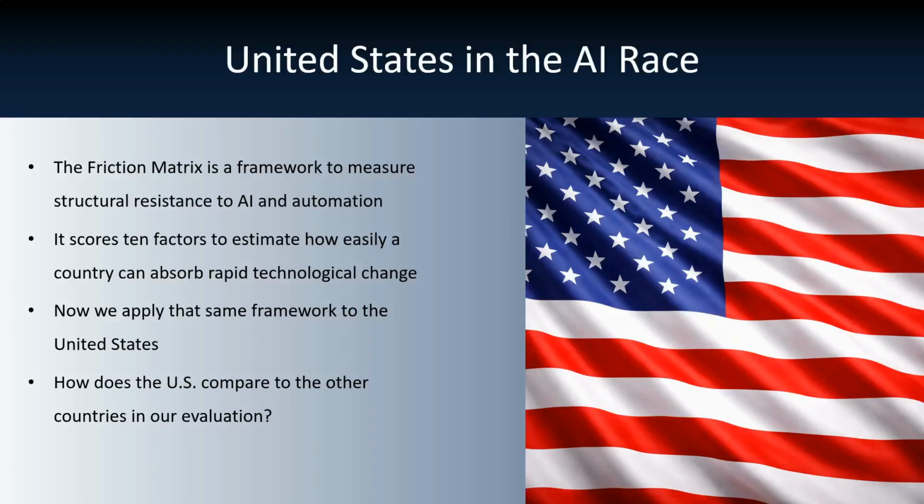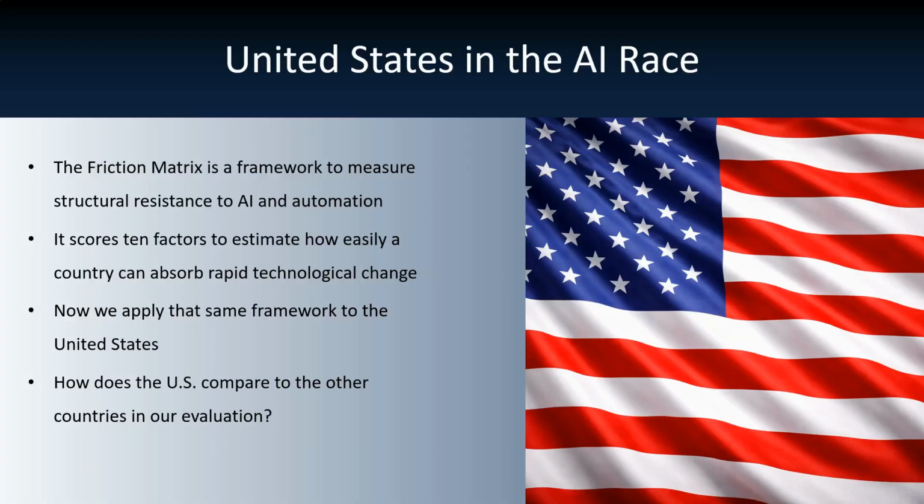In the last episode, we evaluated Russia using the friction matrix and saw how its structure shapes its position in the AI race. The friction matrix is a framework we built to measure structural resistance to AI and automation. It scores 10 factors, from privacy rules to regulatory timelines to institutional mass, to estimate how easily a country can absorb rapid technological change. Now we apply that same framework to the United States.